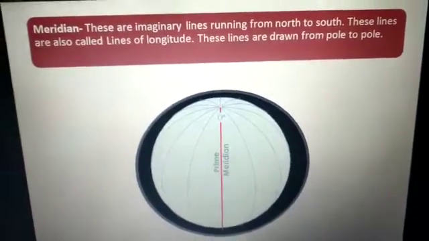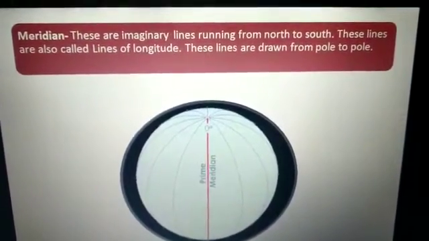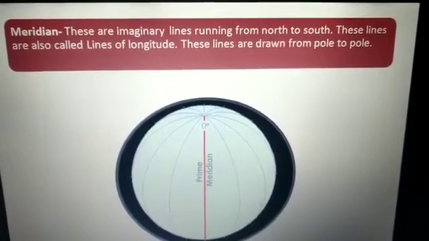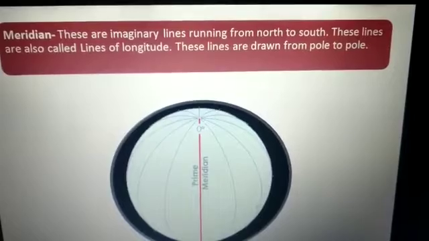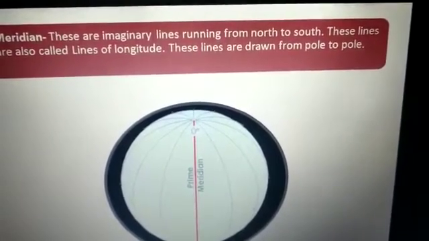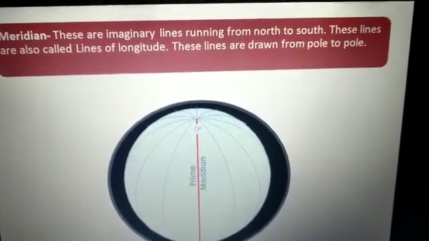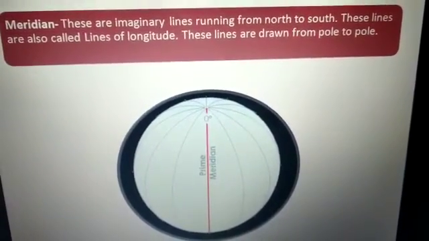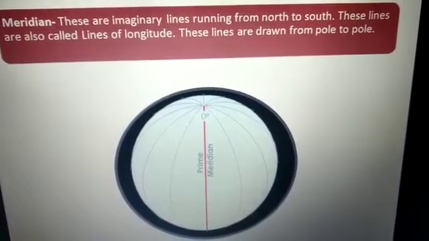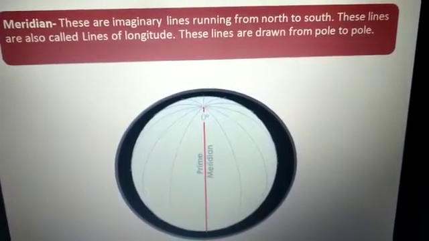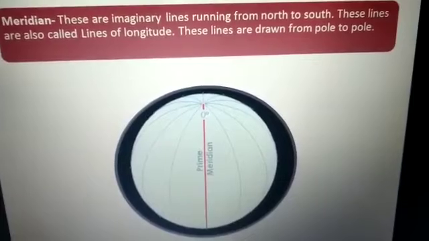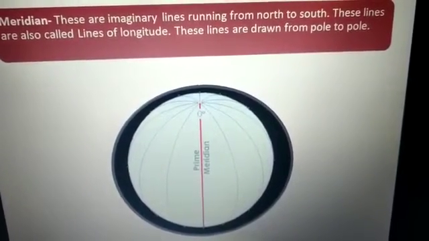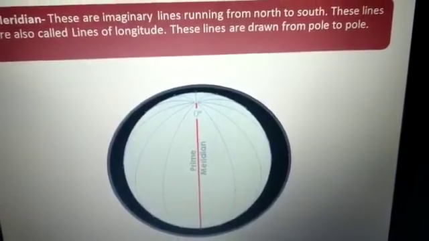Then another part of the lines, meridians. These are imaginary lines running from north to south. If we talk about parallels, these are the horizontal lines from east to west, and meridians are the ones running from north to south. These lines are also called lines of longitude. So we can easily remember: the long lines are longitude, and the lying lines are latitude. These lines are drawn from pole to pole.